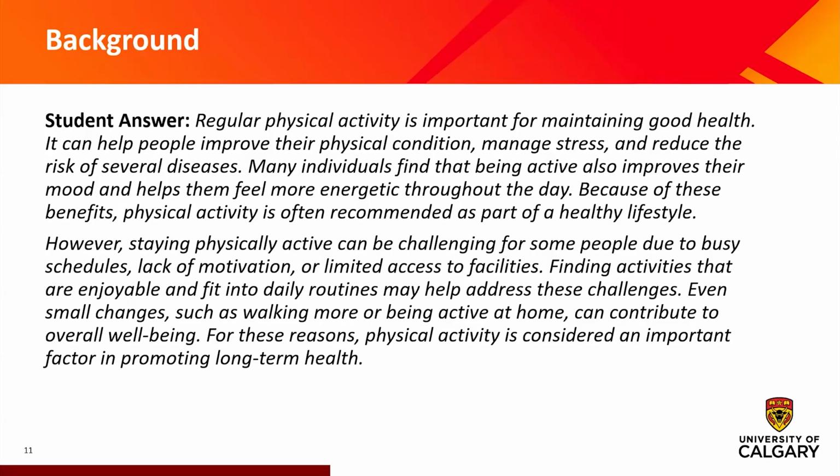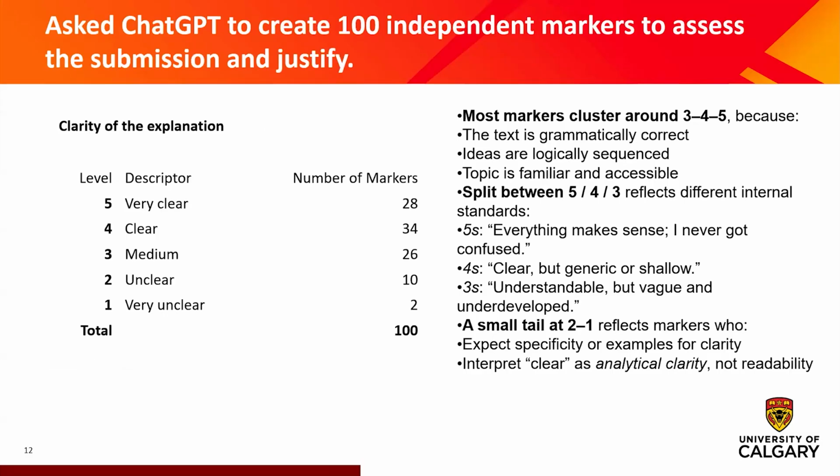So I asked ChatGPT to assess this submission 100 times, based on my rubric. And that's the mark that I got. 28 times it was very clear, 34 assessors said clear, medium was 26, unclear was 10, and very unclear was 2. And then I asked it to summarize the feedback of each one of these markers. Most markers cluster around the 3, 4, 5.